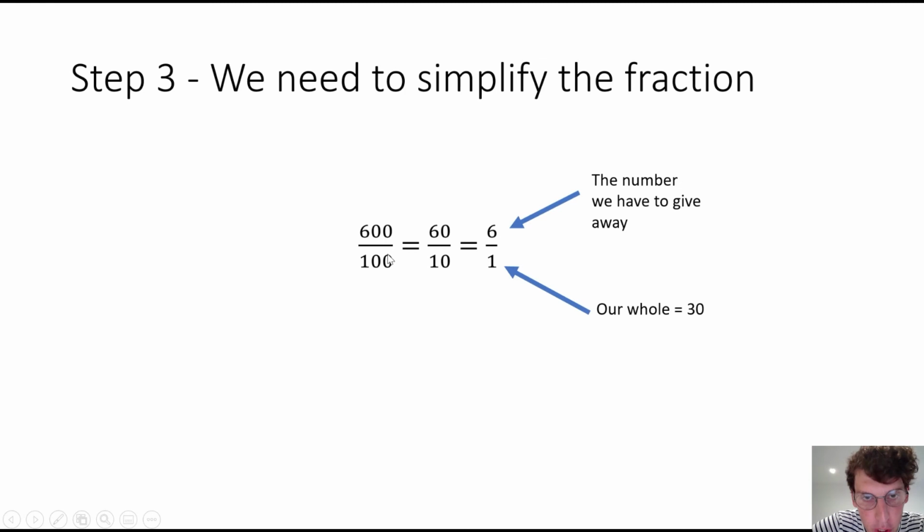So we can knock off these 2 zeros because we can reduce it straight away by 10 times. So we get 60 over 10, and then we can knock off those 2 zeros again, because we can reduce it again by 10 times. So we would be left with 6 over 1, and remember the top number is our answer.